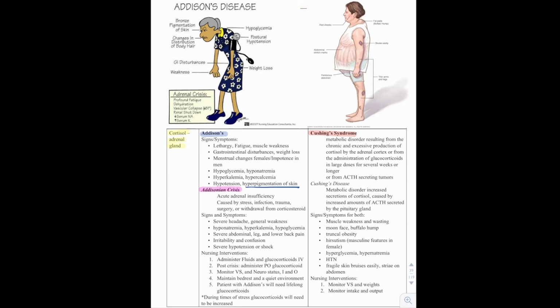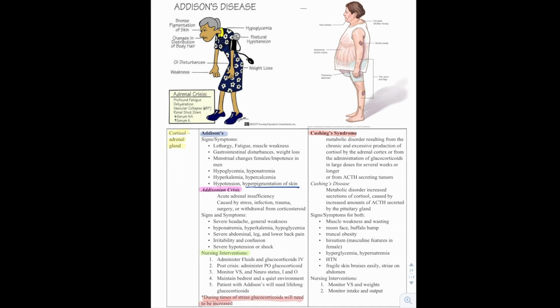Our nursing interventions are to administer fluids and glucocorticoids IV. Post-crisis, we're giving PO glucocorticoid, monitor vital signs, neuro status, intake and output, and maintain bed rest in a quiet environment. Patients with Addison's will need lifelong glucocorticoids. During times of stress, glucocorticoids will need to be increased. So just an important fact.